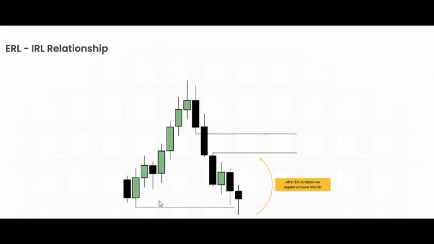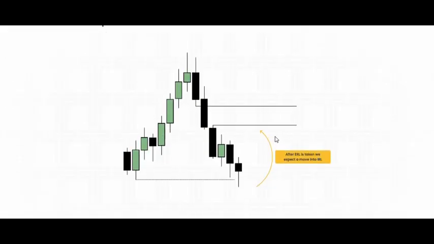So we talk about the relationship between them. You see, this right here is the internal range liquidity, and this low right here is the external range liquidity. So price takes the external to the internal. That's the relationship. Anytime price takes out the external range liquidity, that's the low or a high, it then targets an internal range liquidity.